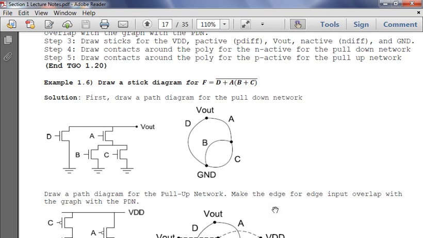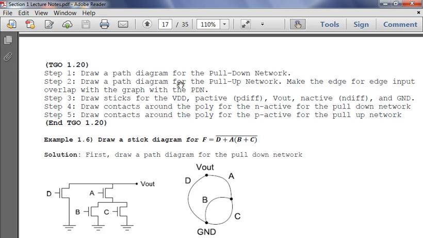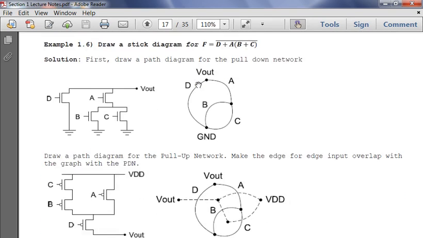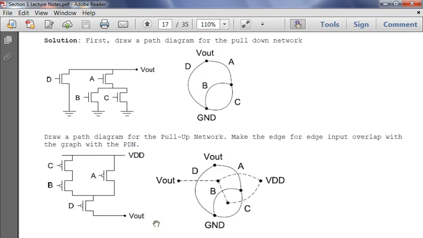From there, we would go to the second stage here. So you draw the path diagram for the pull-up network. Here's kind of what this dotted line is. I don't know why they included this diagram this way. So you have V out, and it's going to go through D, and then it has to go through B or C to get to VDD, or it can go through A. Same thing here. It goes through D, and then you can go to A, this is VDD. D can go through A and then B, right? Or VDD has to go through C, or B, and then D.